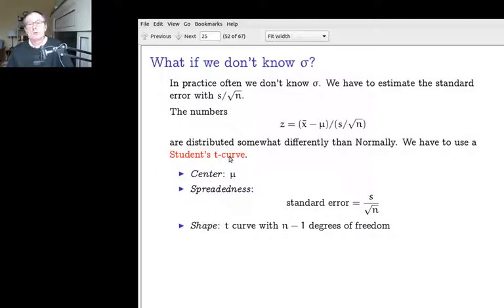So I want to do a confidence interval, and I want to do a hypothesis test, and here are the formulas. The spreadedness is S over square root of n, the center is mu, just like it always is. And then the shape is, this says T curve, so I've got to tell you what the T curve is, and I'll show you. It's on StatKey. It's just a question of bringing it up. And n minus 1 degrees of freedom. So n is the sample size, so we're always going to subtract 1 from n.